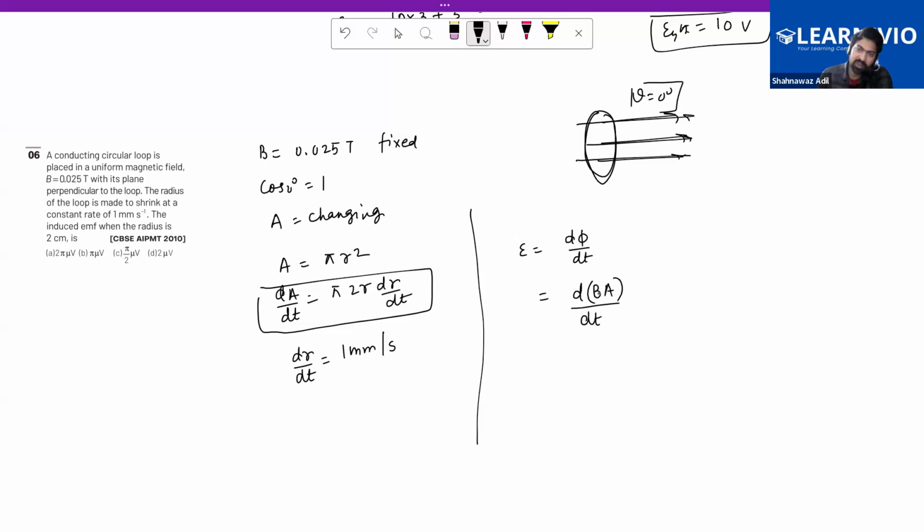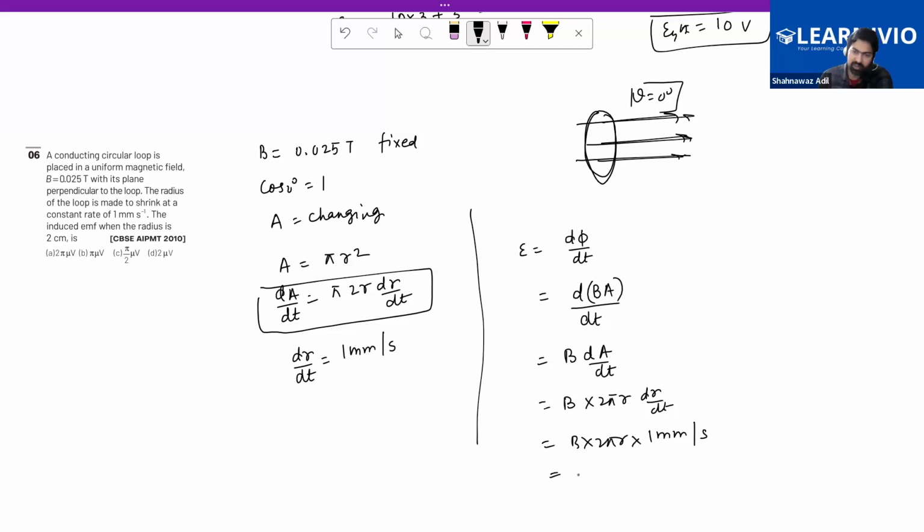Now B is constant, so this is taken outside. And we have dA by dt. We have already calculated what this dA by dt is. So this is 2 pi r and dr by dt. How much is dr by dt? That is 1 millimeter per second.